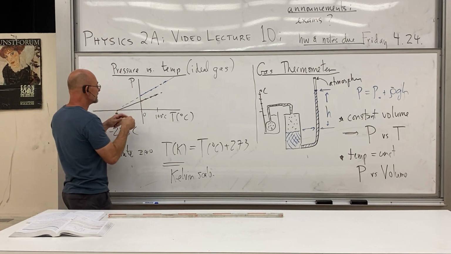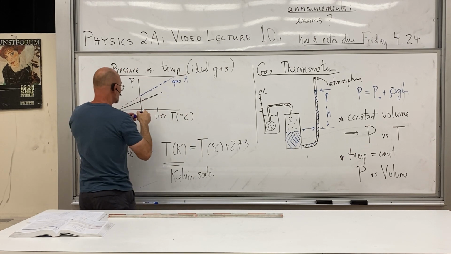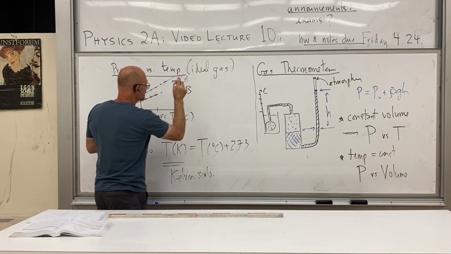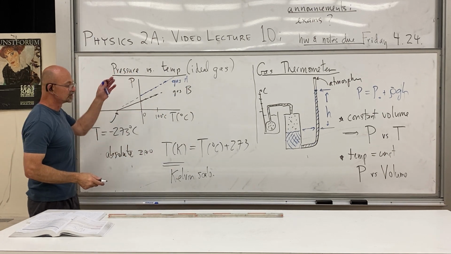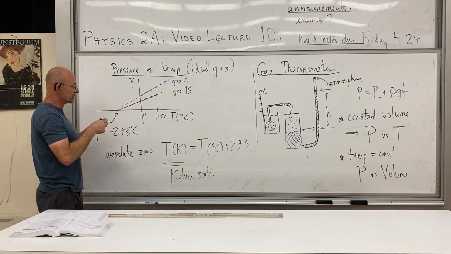So I should label this. This is some type of gas. We'll just call it A, and this is another gas. Call it B. They could be hydrogen and helium. They could be oxygen, carbon dioxide, any number of gases. They'll have this behavior here.